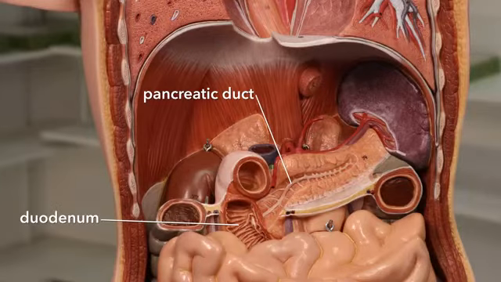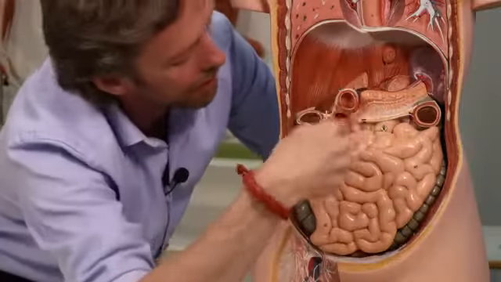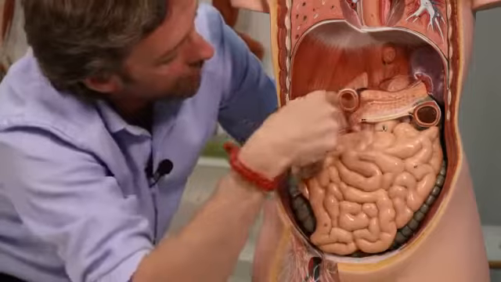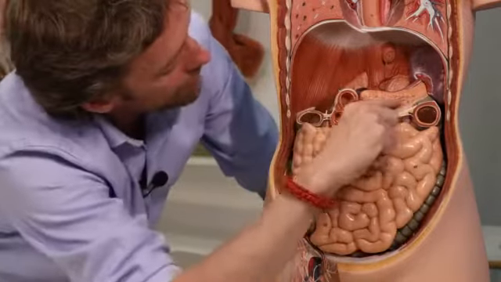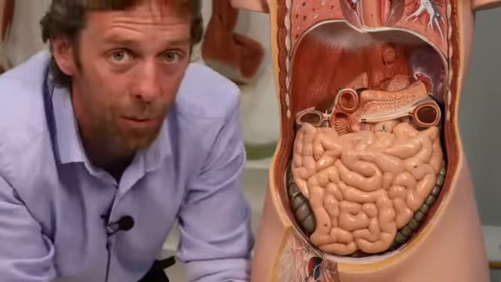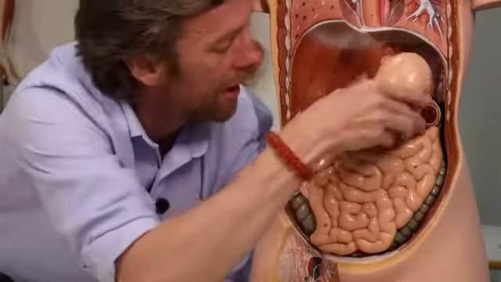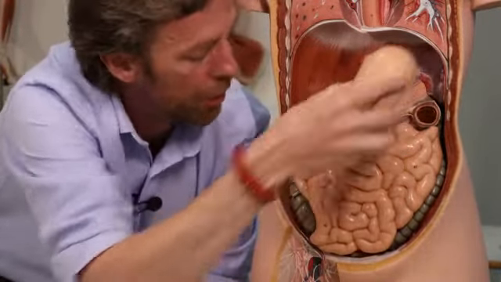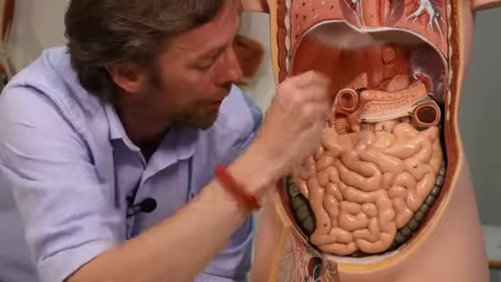So the duodenum is the first part of the small intestine, and it's forming a C shape. It's curling around the pancreas here. So the pancreas has got this duct, and it's going to secrete into the duodenum to help with digestion of the contents that you've just eaten that the stomach is pushing into the duodenum. Right?